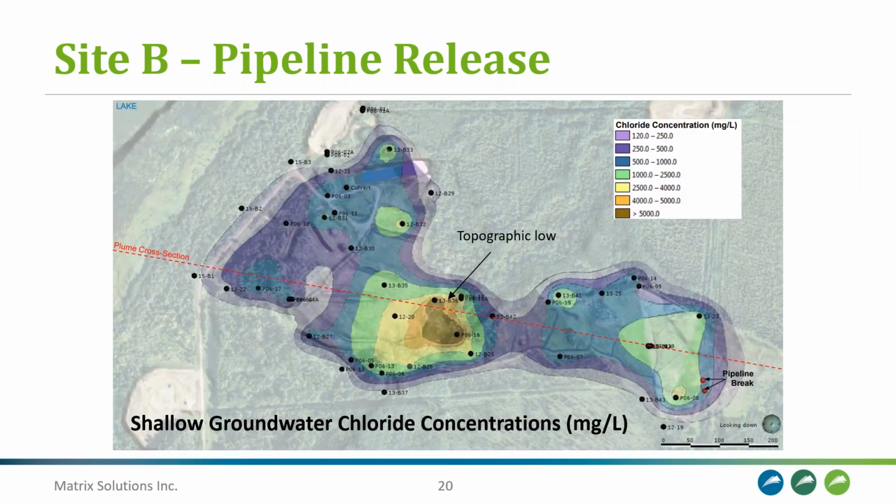So again, we did a 3D chloride plume interpolation. So this is a plan view of the groundwater chloride concentrations. Both soil and groundwater chloride concentrations were used to develop this 3D model. One thing to note, this is a relatively large spill area. It's about 1 kilometer long by about 500 meters wide.